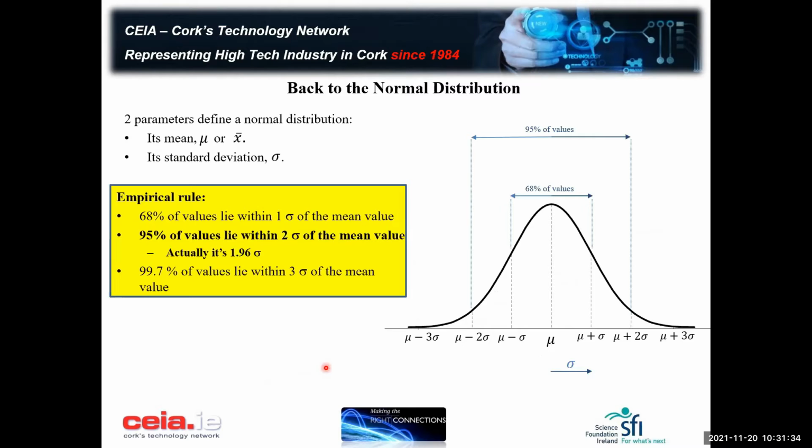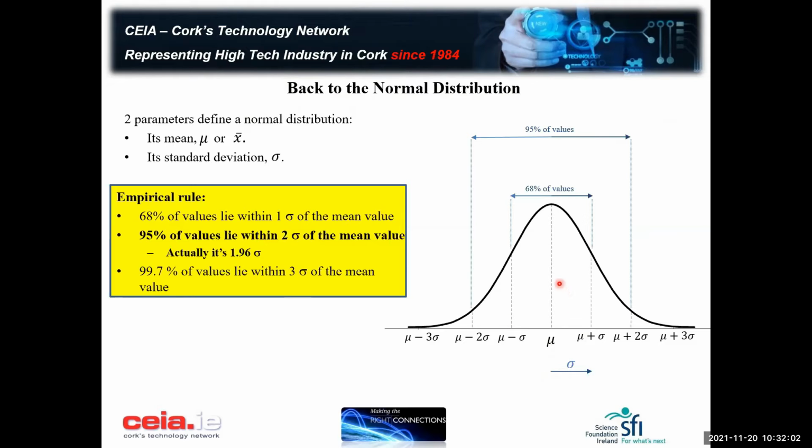Okay, so let's get back to the normal distribution. As I say, this is the most important part of the course, and virtually every exam question I've seen is based on a normal distribution. There are two parameters that define a normal distribution. There's the mean value mu and its standard deviation sigma.